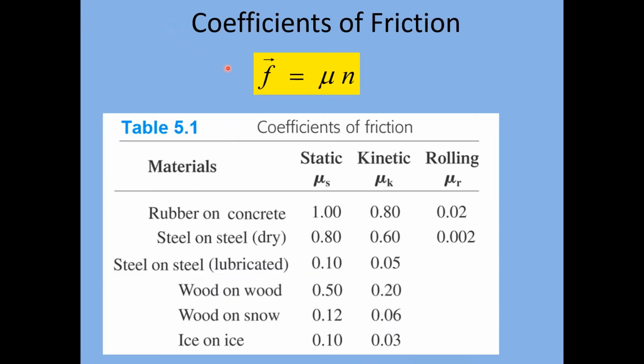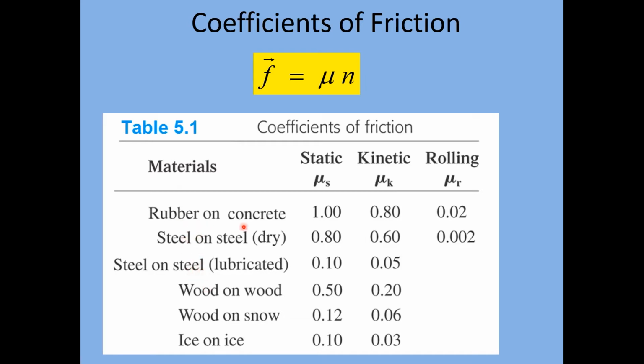All of the equations for friction, whether it's static, kinetic, or rolling, have a similar equation where the friction force is equal to mu, the coefficient of friction, times the normal force. So mu depends on the material. This is a table from your textbook which has the coefficients of friction for the three types of friction: static friction, kinetic, and rolling. And these are some commonly seen materials.